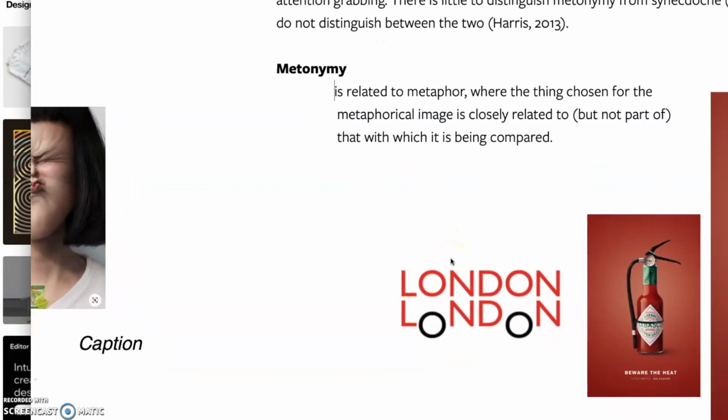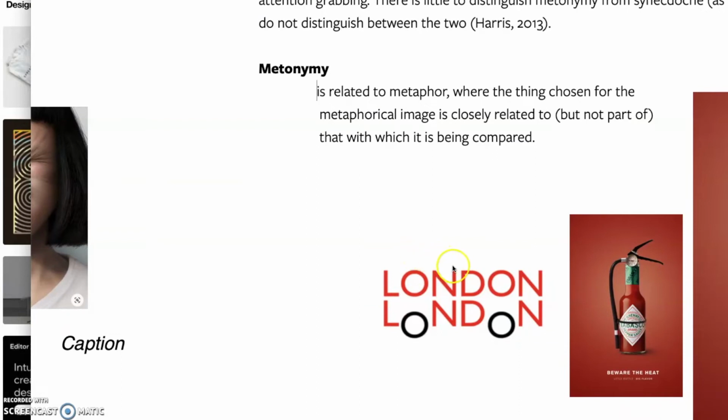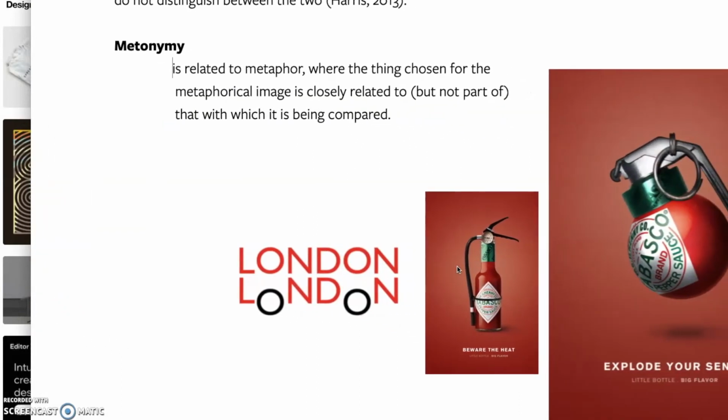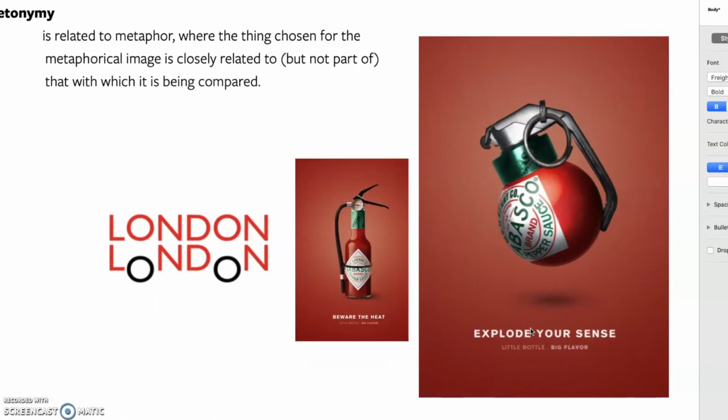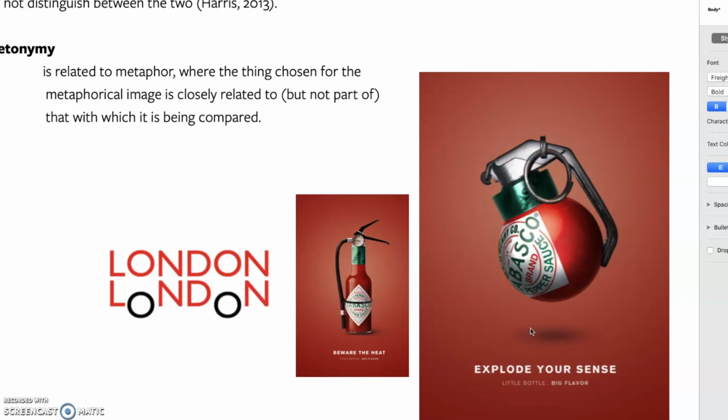It's related to a metaphor, but it uses images that are closely related to the actual thing that's being compared. So you can see these three examples. The London logos, where the O's represent the tires on a double-decker bus. Beware the Heat is taking the Tabasco sauce bottle and turning it into fire extinguishers. And in the right one, it's taking the Tabasco bottle and turning it into a hand grenade. So those are metaphors, but they're using images that are closely related to the subjects themselves.